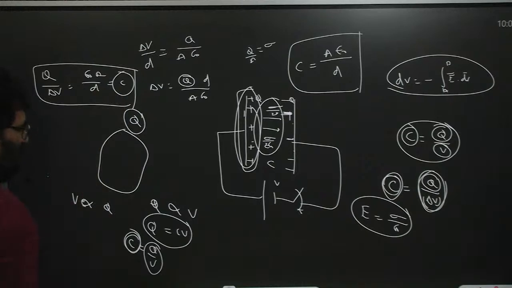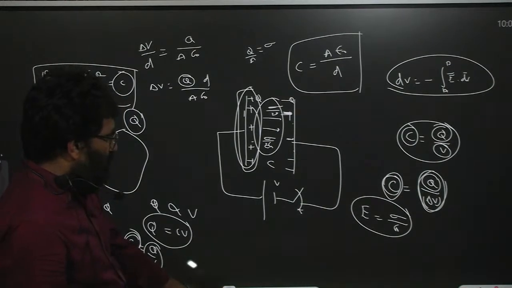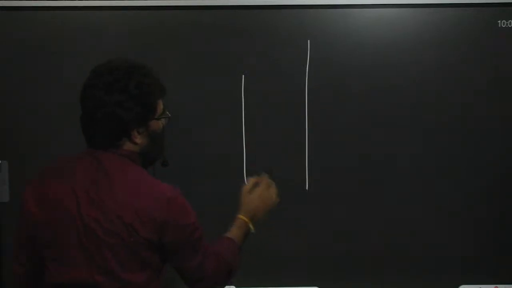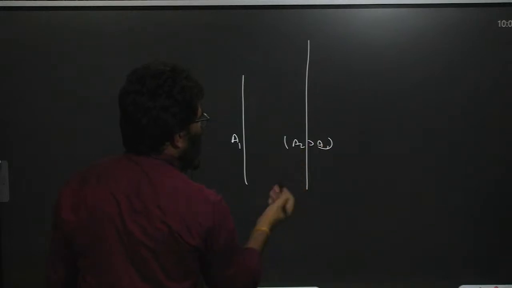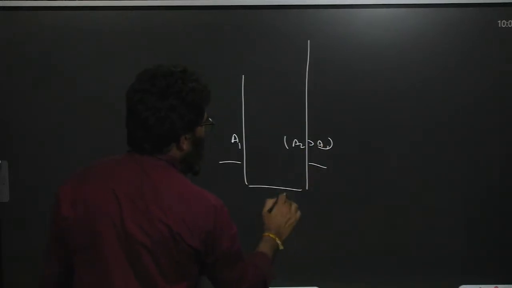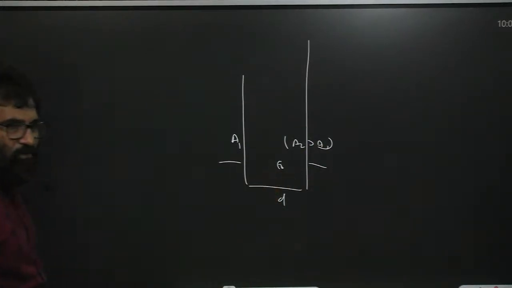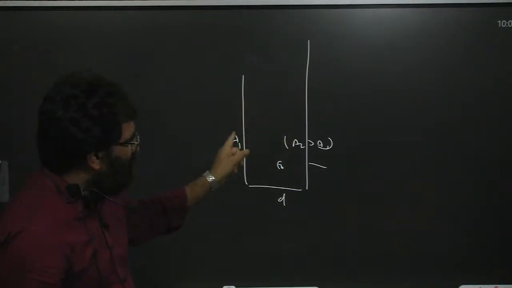Now, a parallel plate capacitor is like this. Consider two plates are given. This is one plate, this is another plate. This is A1, this is A2, and A2 is greater than A1. So what is the capacitance between them? The distance is D, and the medium is epsilon naught. Always consider that A1 is less than A2, then you take A1 only.